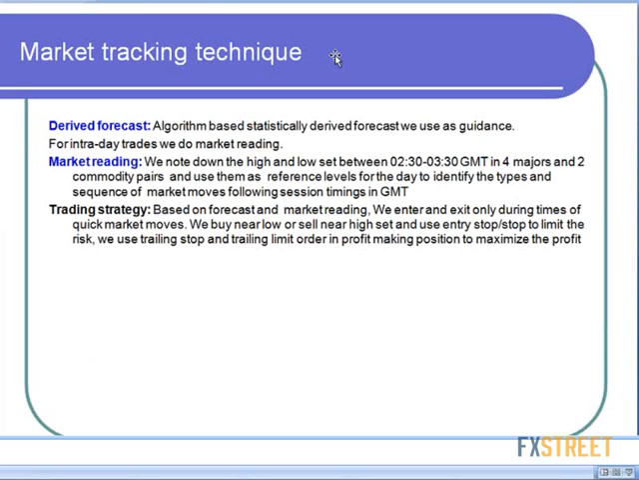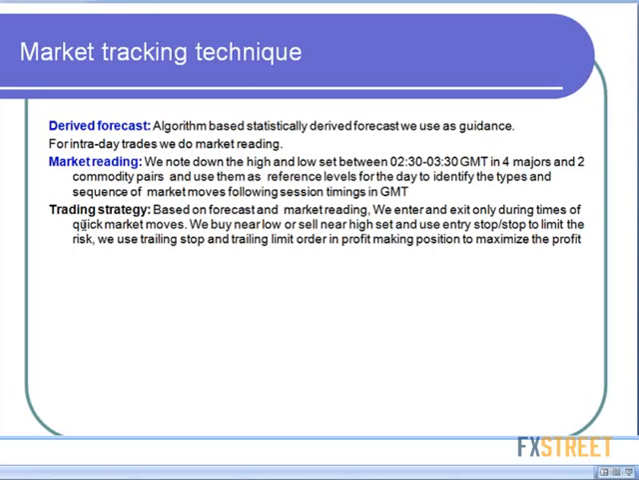So in order to do this way of analysis of the market, we're going for three components, namely the statistically derived algorithm-based forecast, which is used for long-term as well as session-wise market moves. And also we do the market reading, identifying the type of moves they are doing after noting down the initial lows and highs they set around 3:30 GMT. So with the help of this forecast and the market reading, we are in a position to decide what sort of trade we can do.